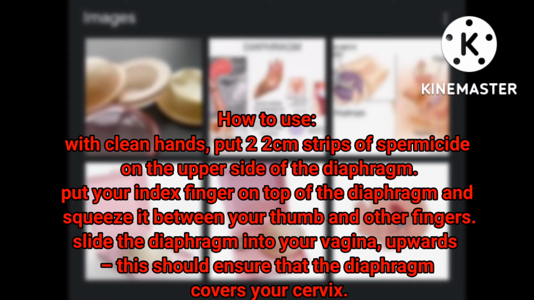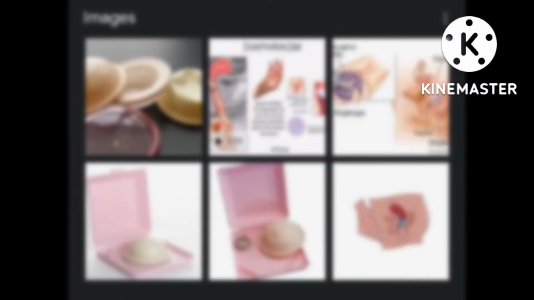How to use: with clean hands, put 2.2 cm strips of spermicide on the upper side of the diaphragm. Put your index finger on top of the diaphragm and squeeze it between your thumb and other fingers. Slide the diaphragm into your vagina upwards. This should ensure that the diaphragm covers your cervix.